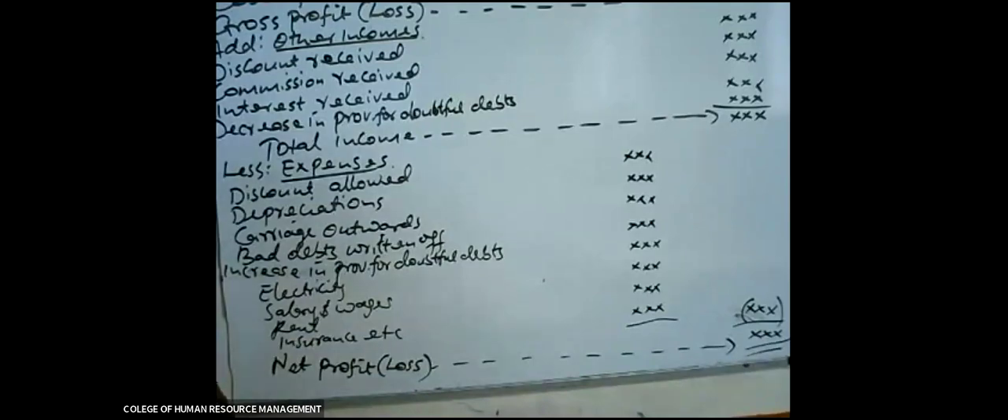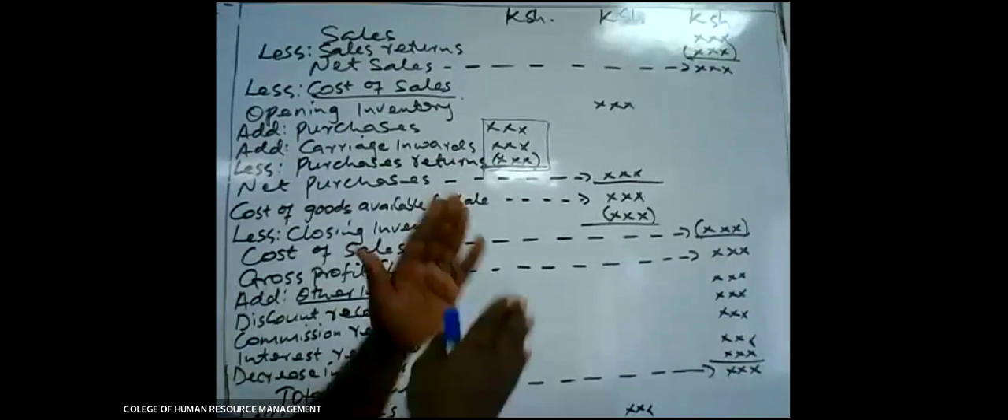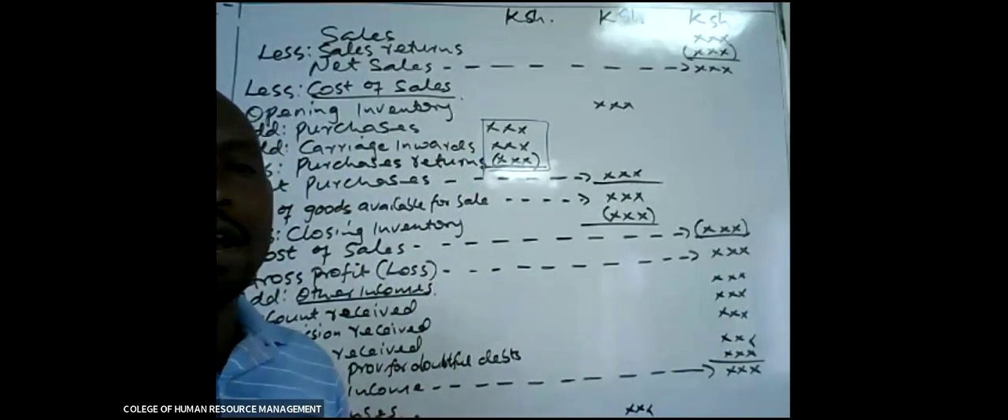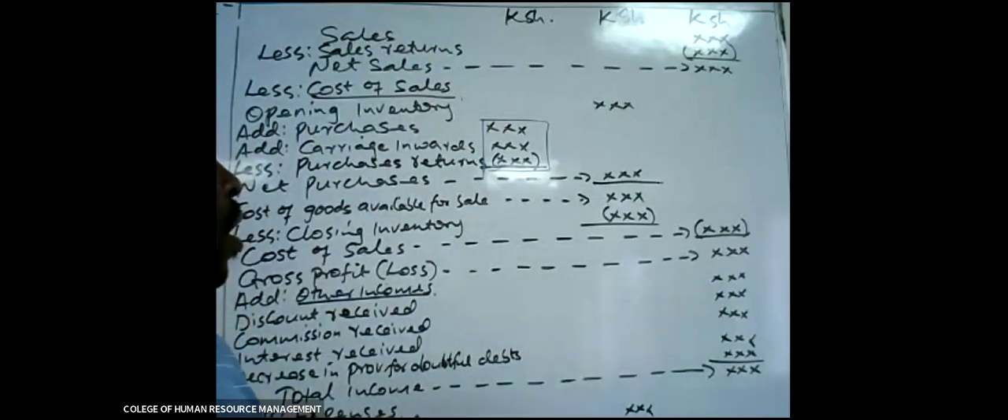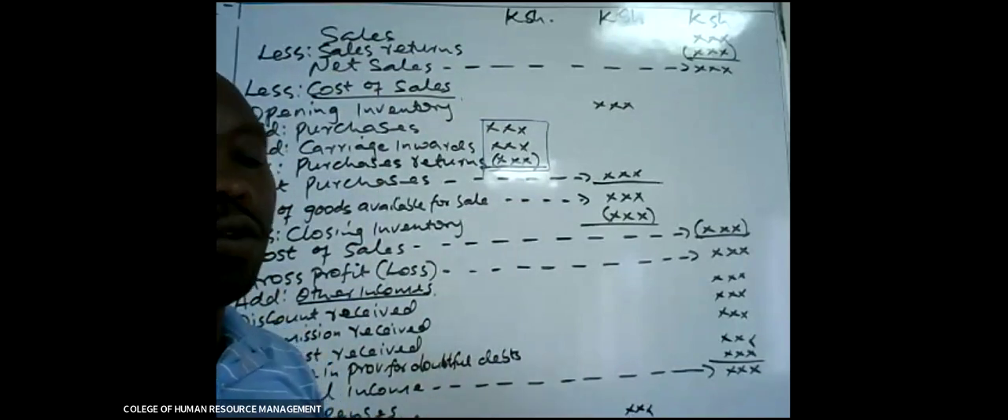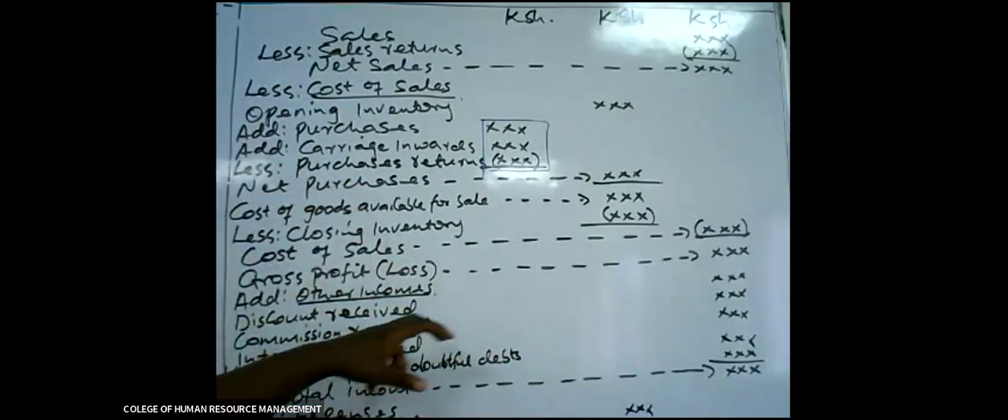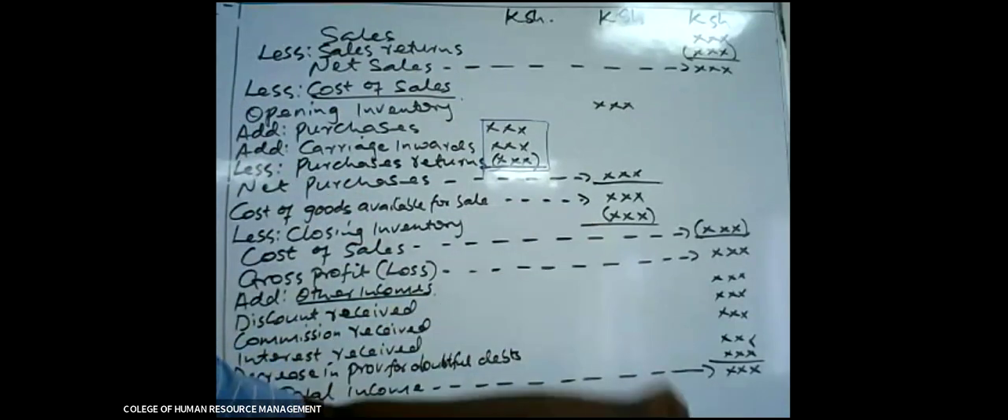But now you need to be very systematic. You need to understand how this particular statement is arranged so that you don't mix some items. Let every item appear where it is supposed to appear. Sales will always start. It is the main source of income. Then you deduct the cost of sales. And I've told you the cost of sales is simply the cost of the items that you sold. Then you come here, you'll arrive at the gross profit or the gross loss.